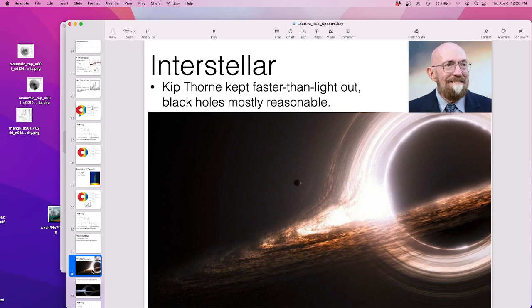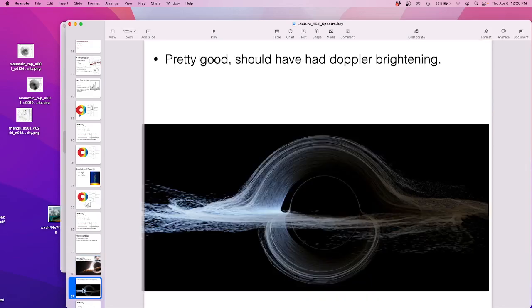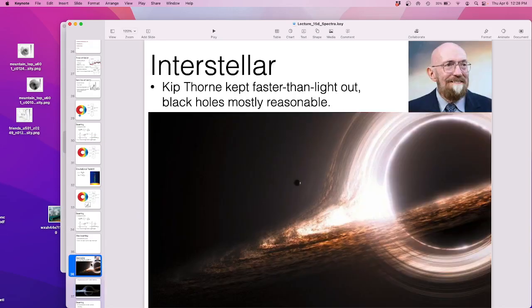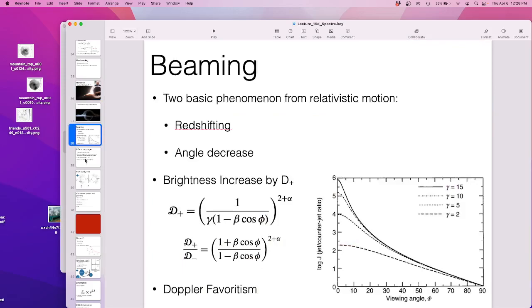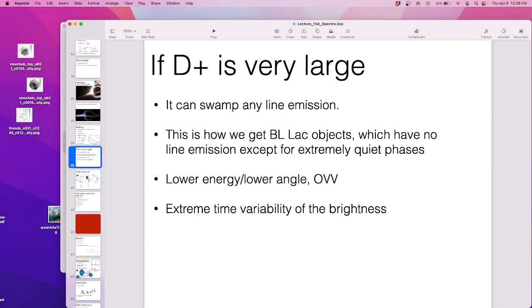So the only piece of physics, there was a cool paper that came out shortly after this one that said, here's what the visualization actually should look like if you include the Doppler brightening. And that's basically the same thing, right? That's really this very similar picture. So that's very cool. Beaming, I'm not going to talk about the math of beaming because I'm not going to make you do it.